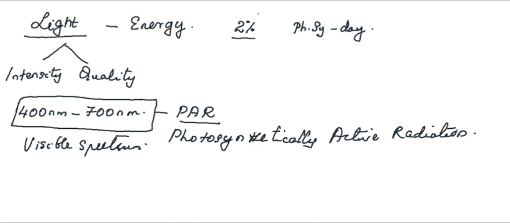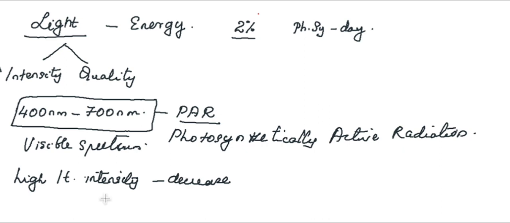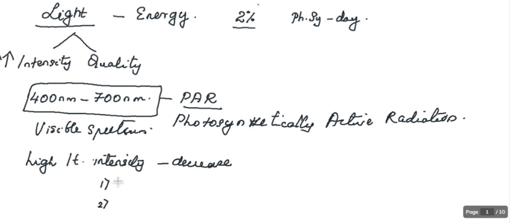So whenever there is an increase in light intensity, the rate of photosynthesis will also increase, but it is only up to a limit. Beyond that, high light intensity will decrease the photosynthetic rate. Do you know why? Because there are 2 reasons. Maybe this can lead to other factors becoming limiting, because we know when light is increasing, naturally the amount of water available will be less. So other factors become limiting due to high light intensity.